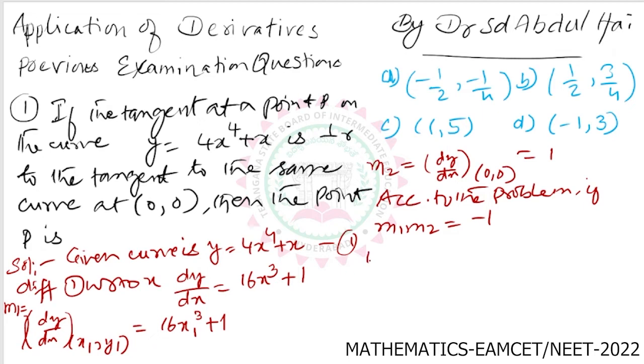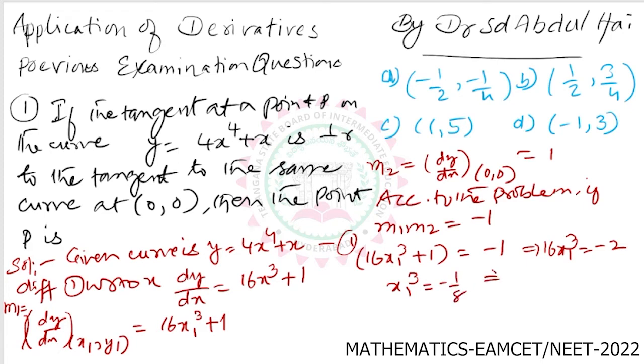Now, what is my m1? That is 16 x1 cube plus 1 into m2. What is m2? m2 is 1 only, is equal to minus 1. So, if I shift minus 1 to this side, it becomes minus 2. That is 16 x1 cube is equal to minus 2. 2 ones are 2, 2 eights are 16, so x1 cube is nothing but minus 1 by 8, which means that x1 is equal to minus 1 by 2.